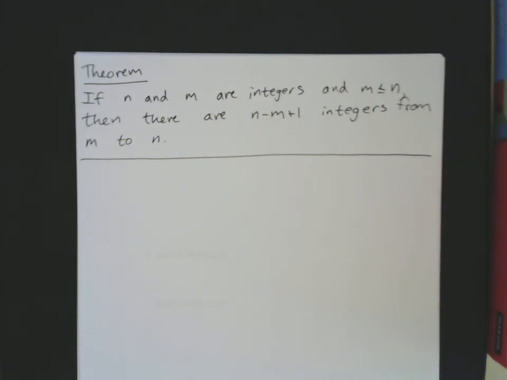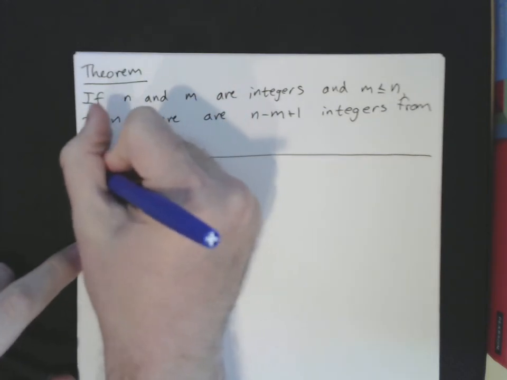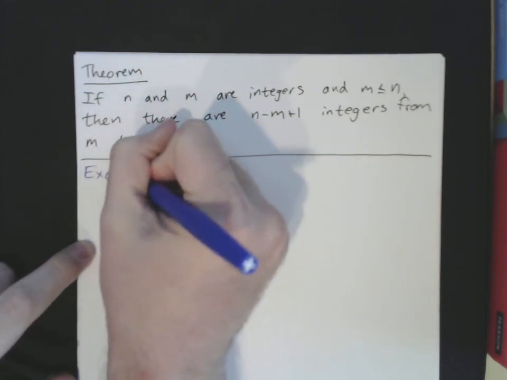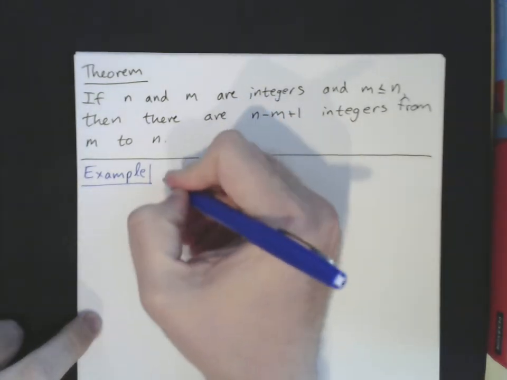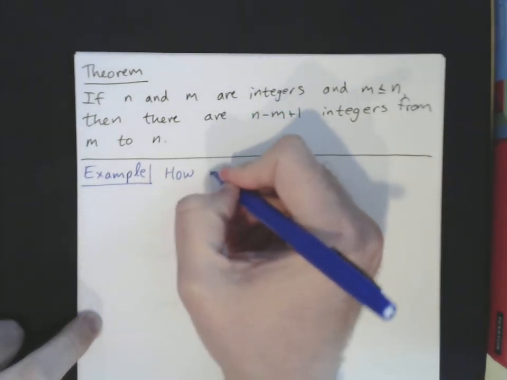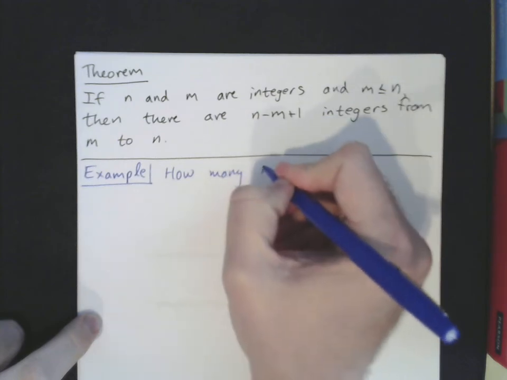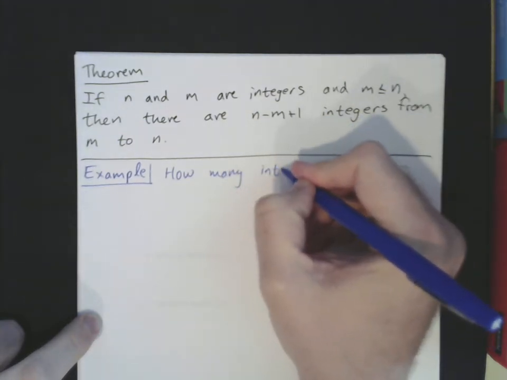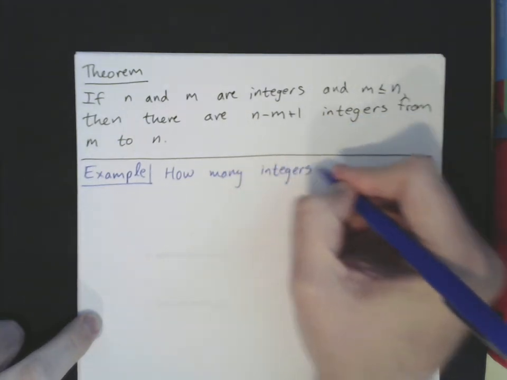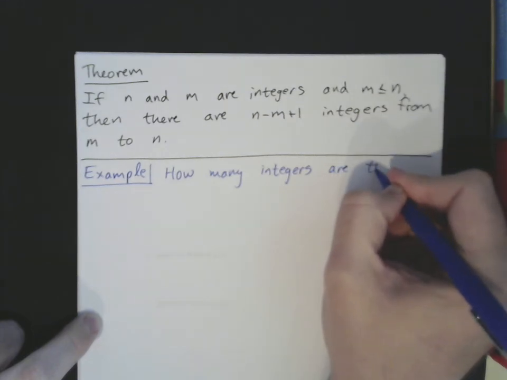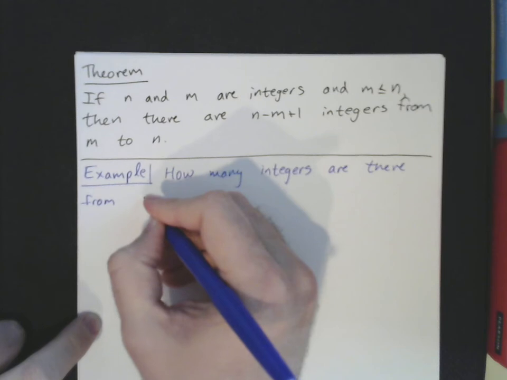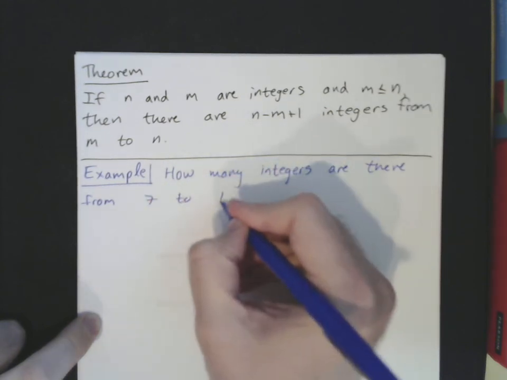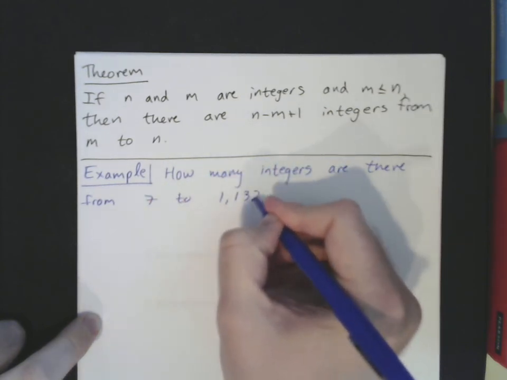So let's look at a little example, maybe 2 examples. You should try these, as always. Try this out. You have the theorem. See if you can suss it out. So how many integers are there from 7 to 1,132?